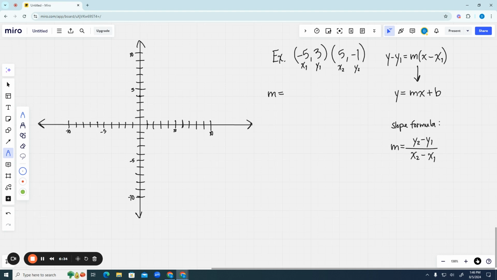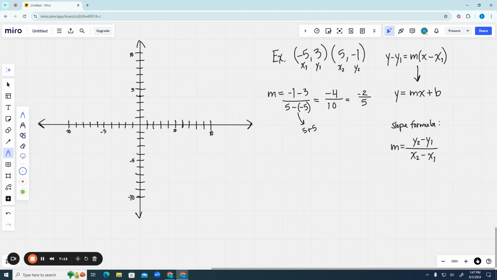So I'll start with this one. I get -1 minus 3 over 5 minus -5. And don't forget all of the negative signs. So then you'll get -4 over 10. Because this right here is really a double negative, so it's 5 plus 5. And this fraction simplifies to -2 over 5. So now we have our slope.